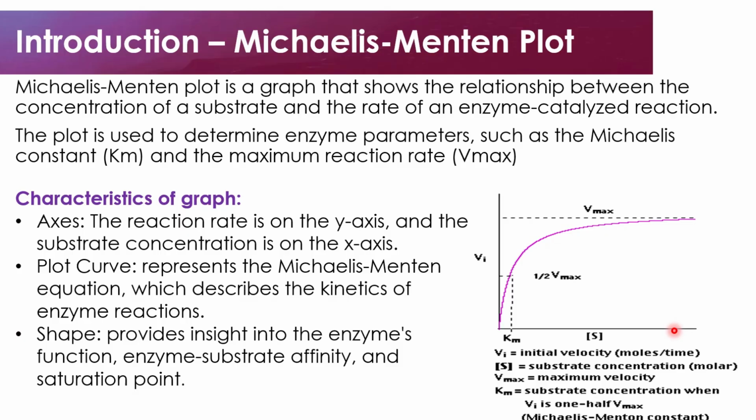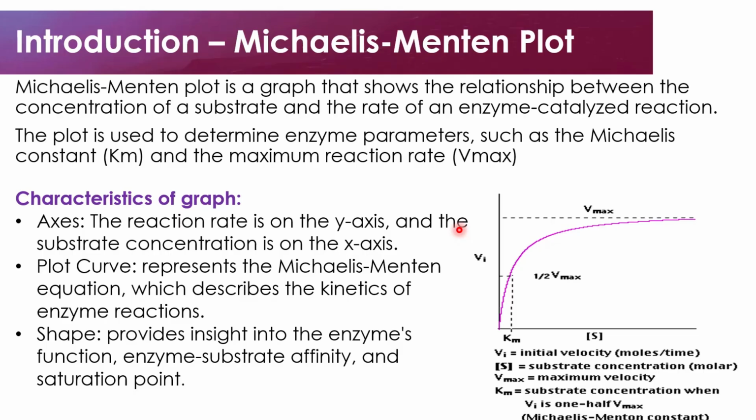So first of all, what we have to note is that the Michaelis-Menten plot is a graph that shows the relationship between the concentration of a substrate and the rate of the enzyme reaction. The plot is used to determine enzyme parameters such as the Michaelis-Menten constant and the maximum reaction rate. So now let us look at the characteristics of this graph.